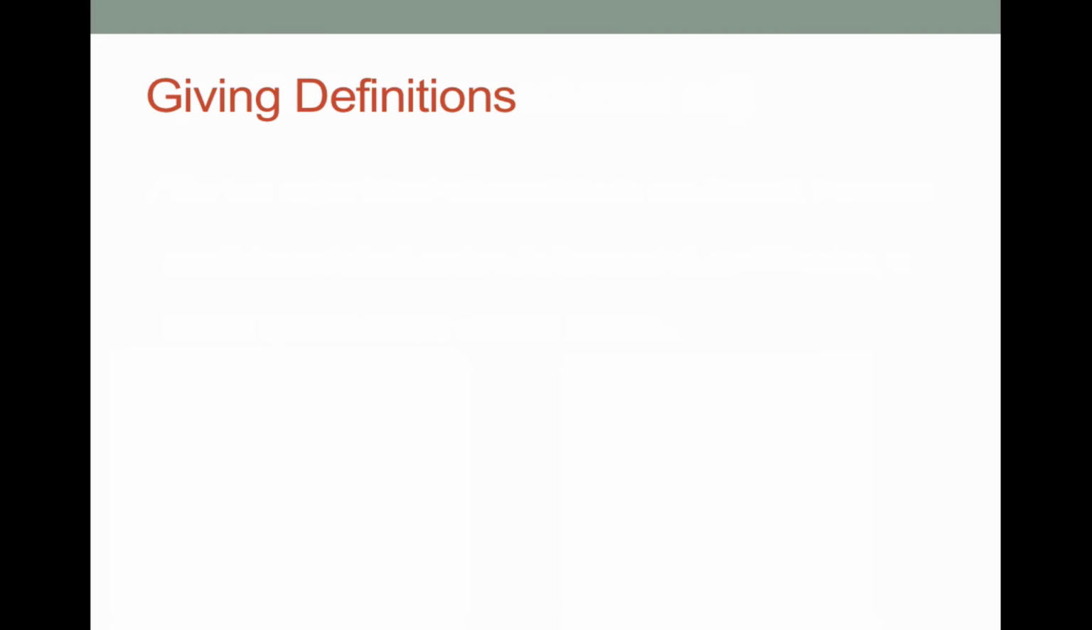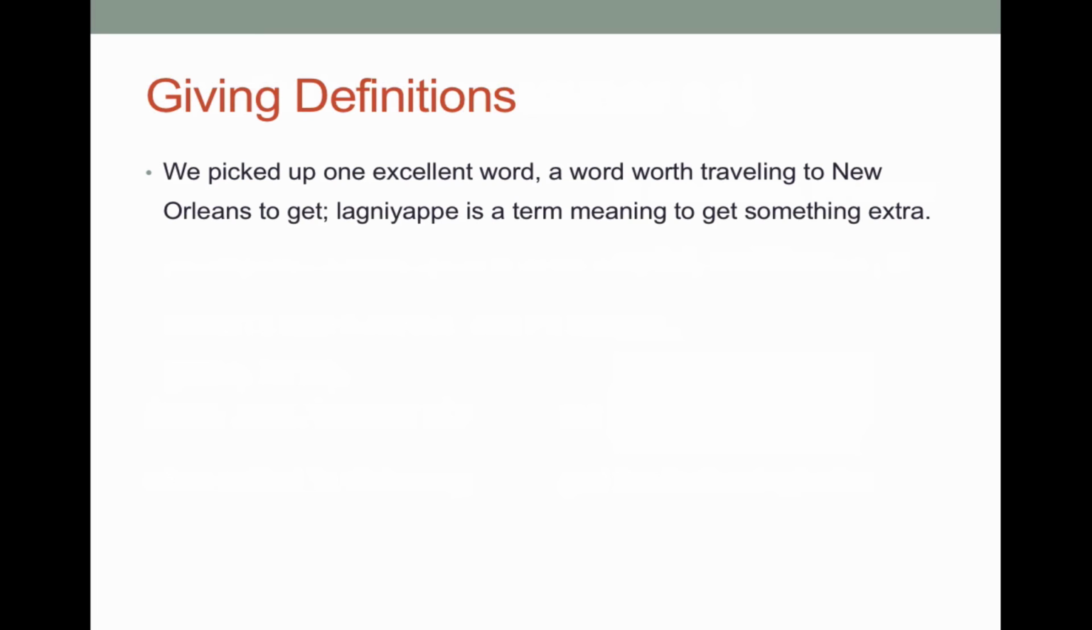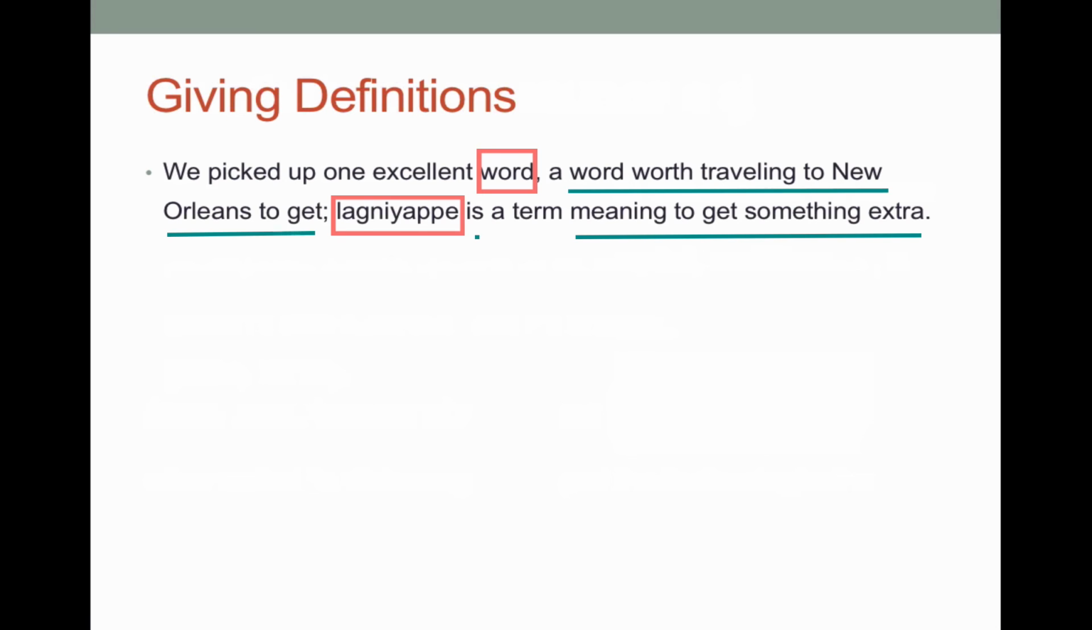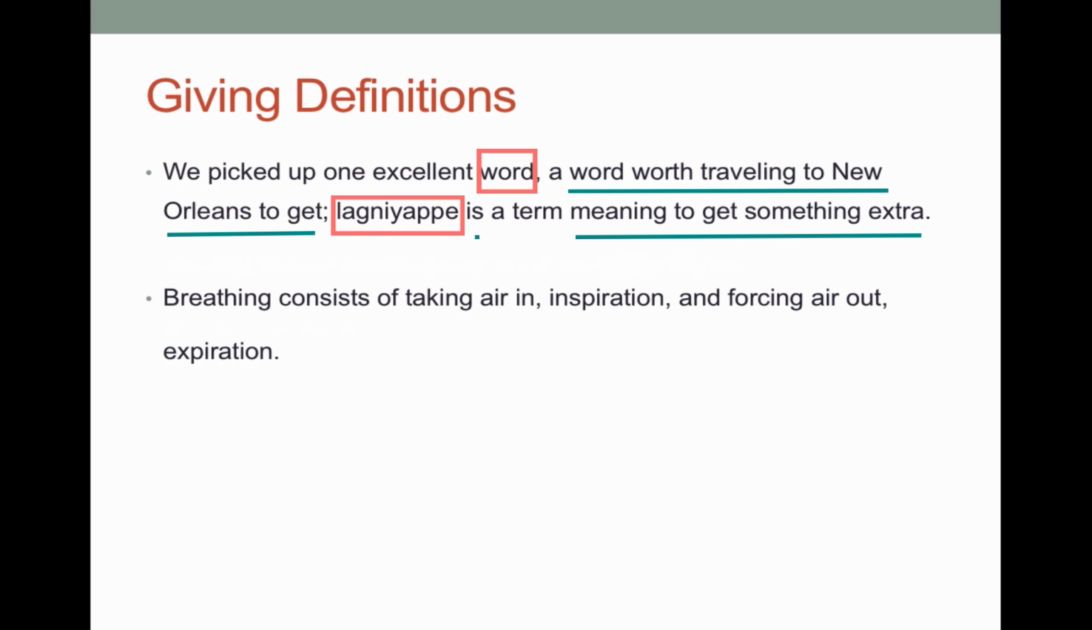And finally, giving definitions. In this example, I have two reduced adjective clauses here. One is to define the word "lagniappe" as "a word worth traveling to New Orleans to get." And the second is to define the term lagniappe. And here's my reduced adjective clause, "meaning to get something extra." However, we don't always put the word first. We can sometimes put the definition first, and then the word in our reduced adjective clause.